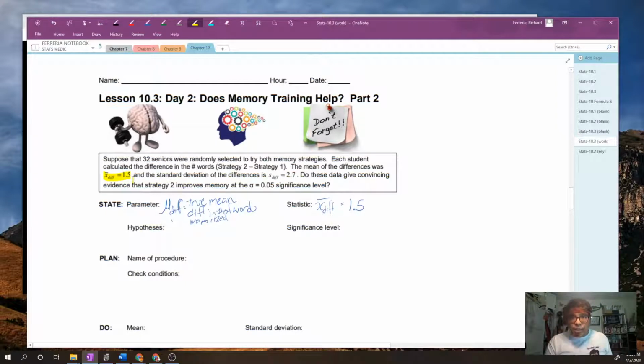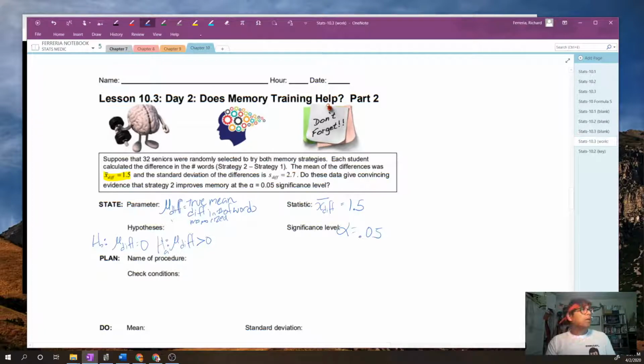Next, hypotheses. You know this is always an H0 and an HA. Significance level, we can do that now. That's alpha equals 0.05. But those hypotheses, H0 is mu diff equals 0. That's pretty standard for us. And then alternatively, you have mu diff is greater than 0.